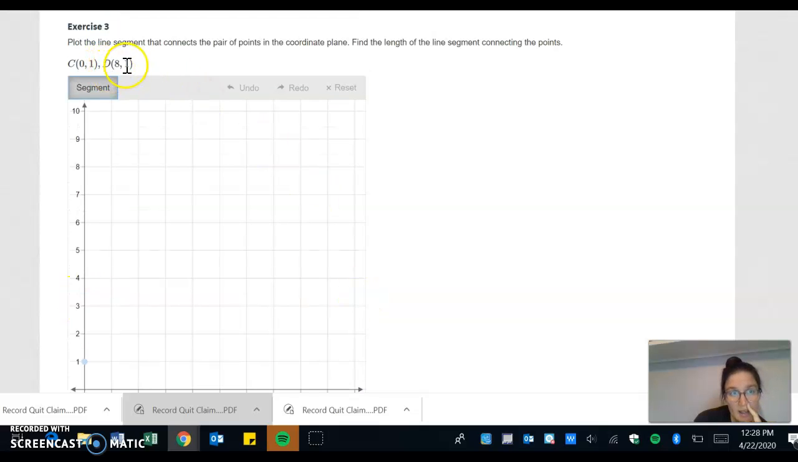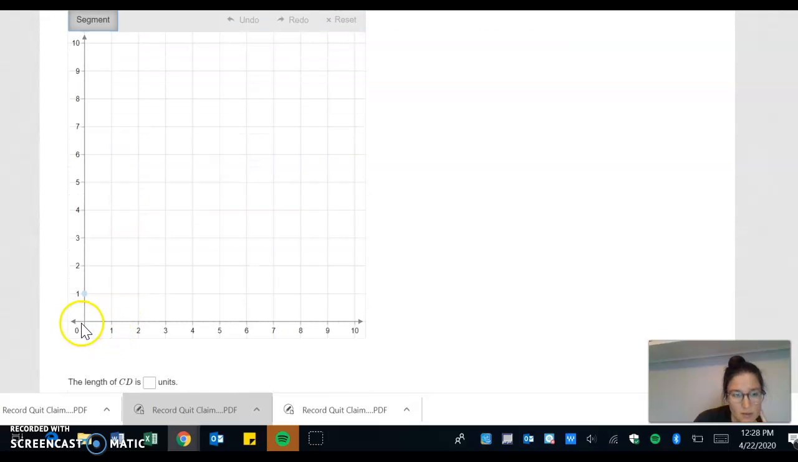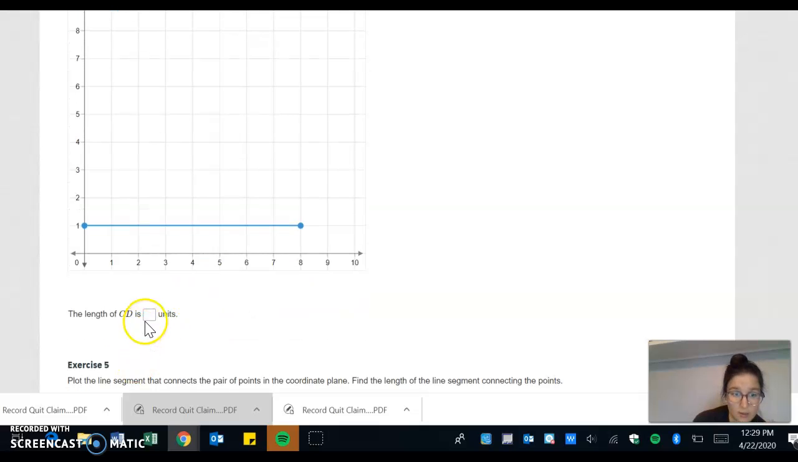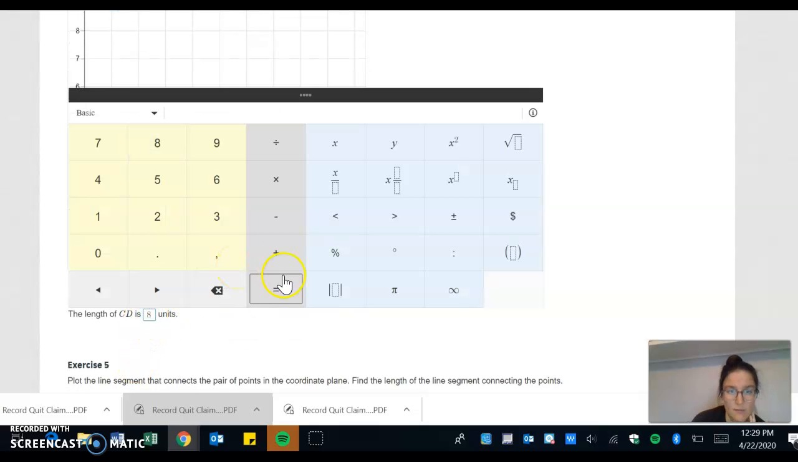Now D is 8, 1. So 8 is your x, which means you have to find where it goes on your horizontal line. So there's 8, and then 1 is right there. You see how those two dots make a line, so it should automatically make a line. Now you've got to find the length of it, so you're just counting the squares. 1 square, 2, 3, 4, 5, 6, 7, 8. And each square is called a unit. So it's 8 units.